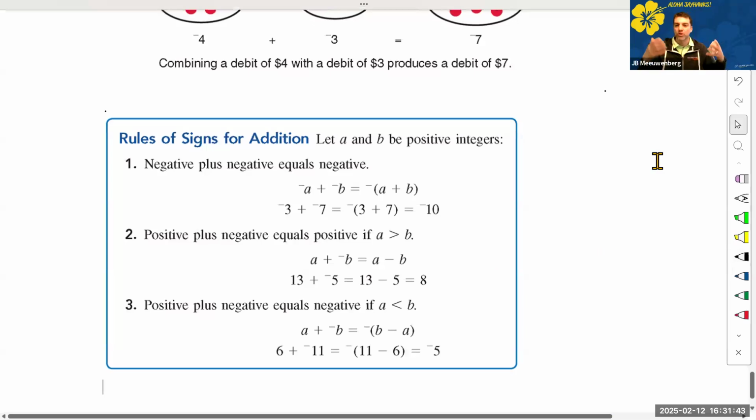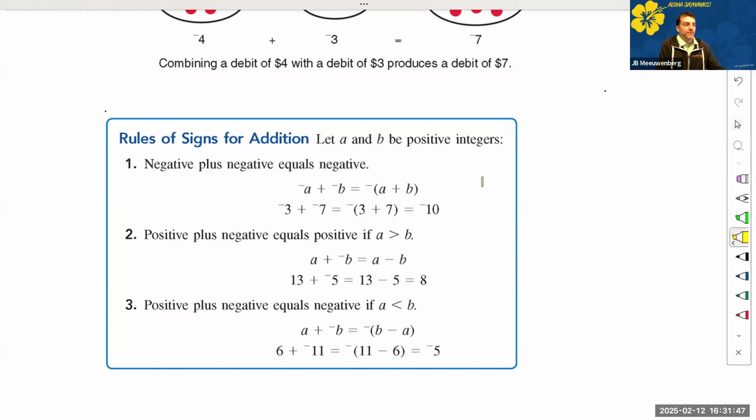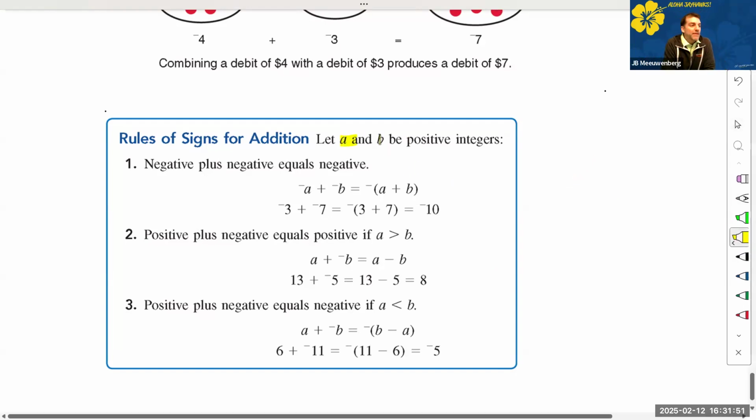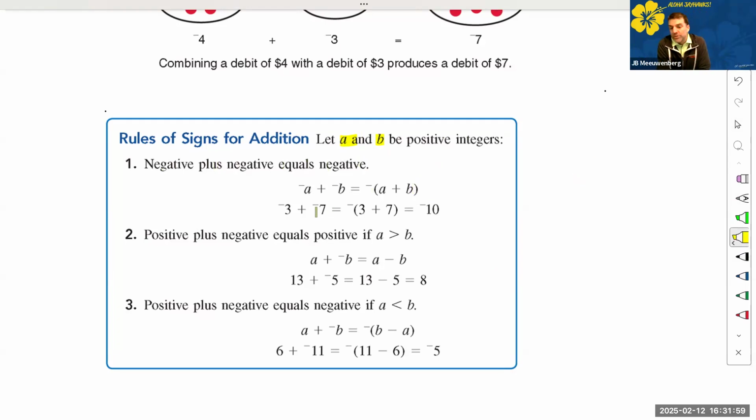If we could write out in words what we're learning here. So the rules for addition of integers can be summarized here. Let A and B be positive integers. So negative plus negative equals negative. So that's one of the rules. -A plus -B.